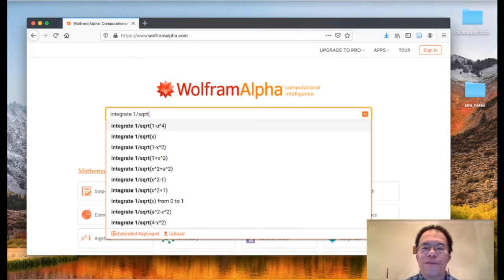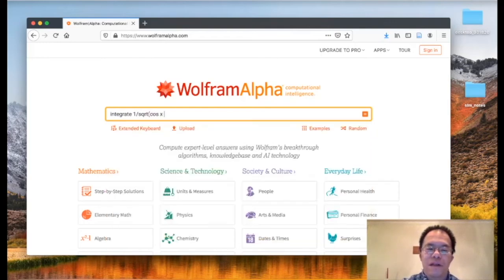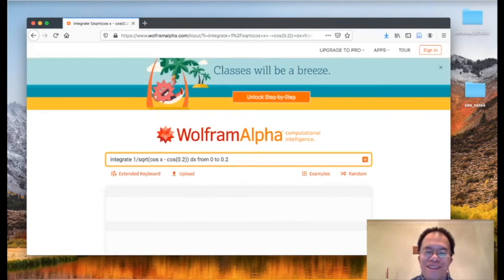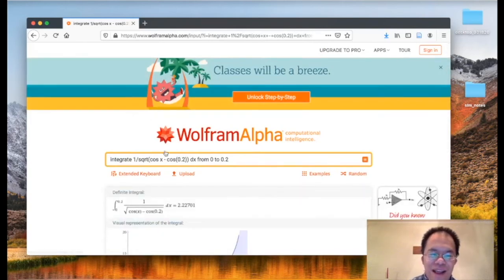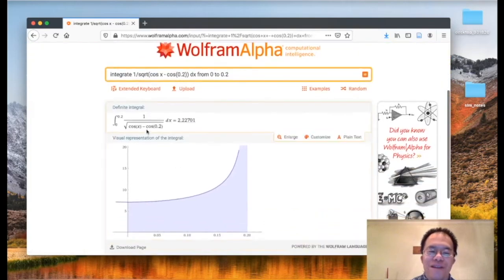I'll write this as dx divided by, or I'll write it as 1 over the square root of cosine x minus cosine 0.2. We're going to work in radians, so let me just pick a value for theta naught, let's just say 0.2. I'll close the parentheses here, dx, and we want to go from 0 to theta naught, so from 0 to 0.2. And Wolfram Alpha actually understands this. So if I hit enter, it's going to think. And look, it will have done the integral.